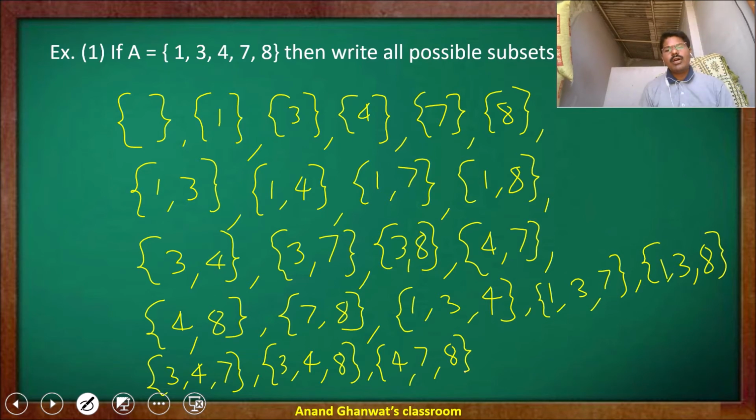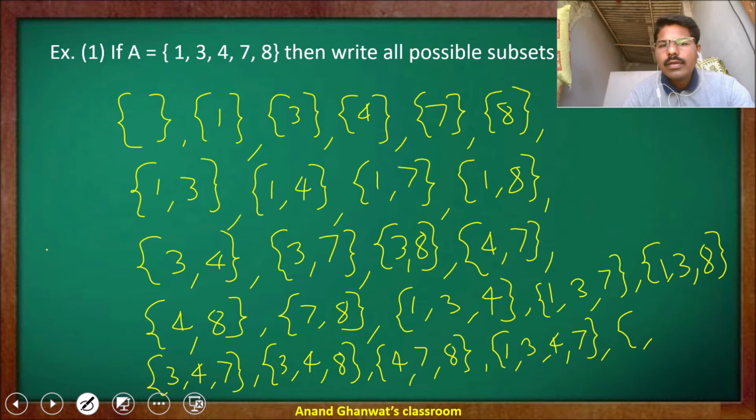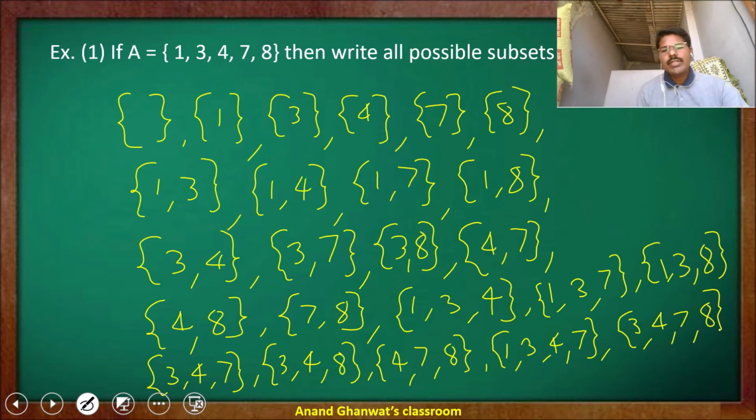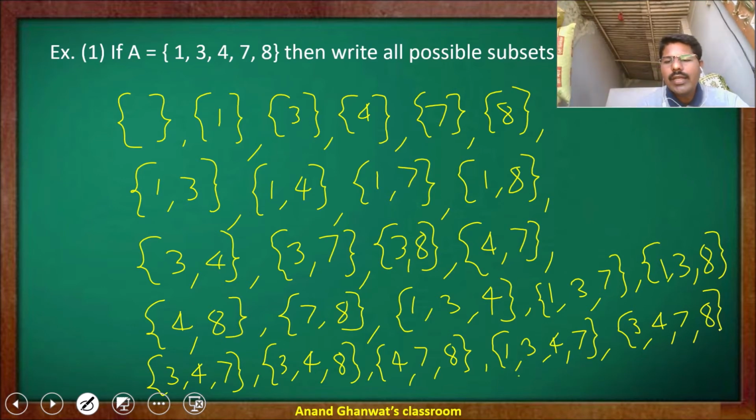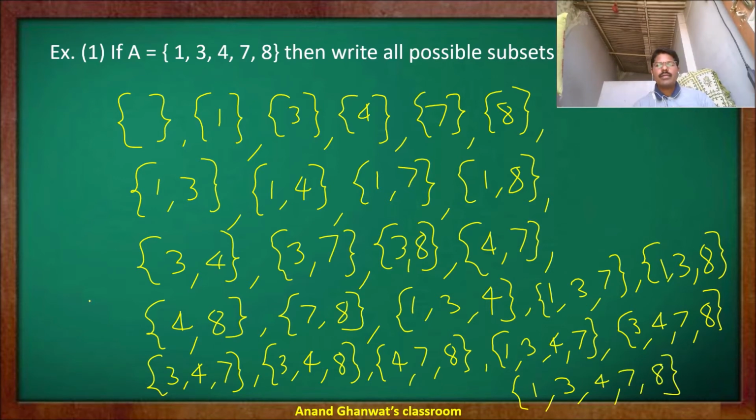Now these are all the sets with 3 elements. Now let us write the sets with 4 elements, that are {1, 3, 4, 7} and {3, 4, 7, 8}. So these are all the sets with 4 elements. Now remaining is the set with 5 elements, that is A itself: {1, 3, 4, 7, 8}.